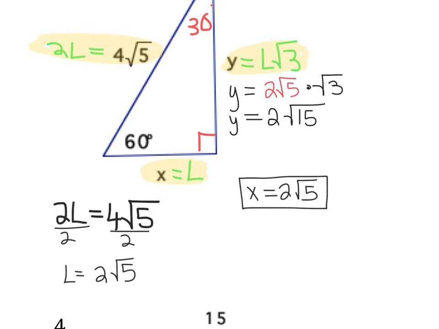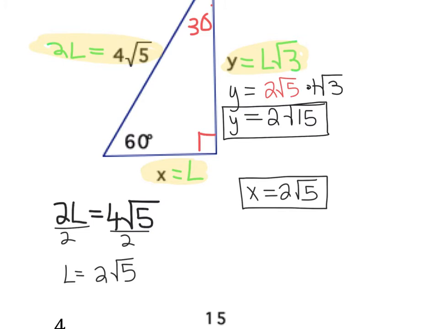Because when you multiply outside numbers with outside numbers, there's an invisible 1 in front of that square root of 3. And then 5 times 3 is 15. So those are my two answers here. X is going to equal 2 root 5. Y is equal to 2 root 15.